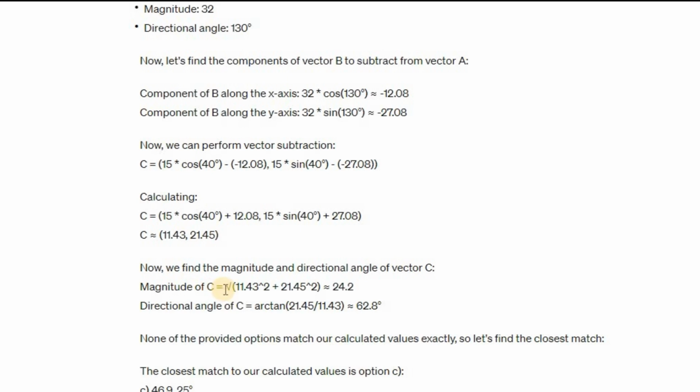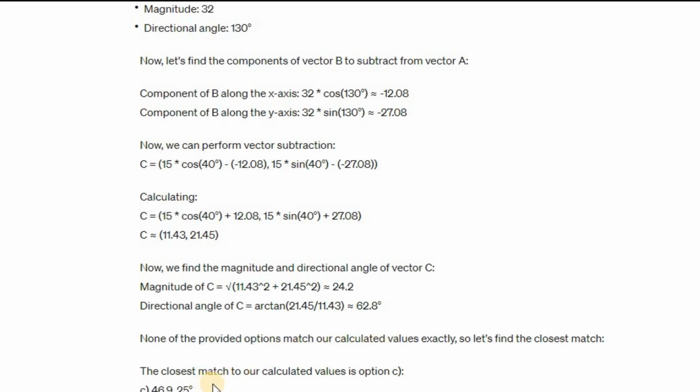Magnitude of C equals square root of 12.43 raised to the power 2 plus 21.45 raised to the power 2, which equals 24.2. Directional angle equals arctan of 21.45 over 12.43, which equals 62.8 degrees. None of the provided options match our calculated value exactly, so let's find the closest match.